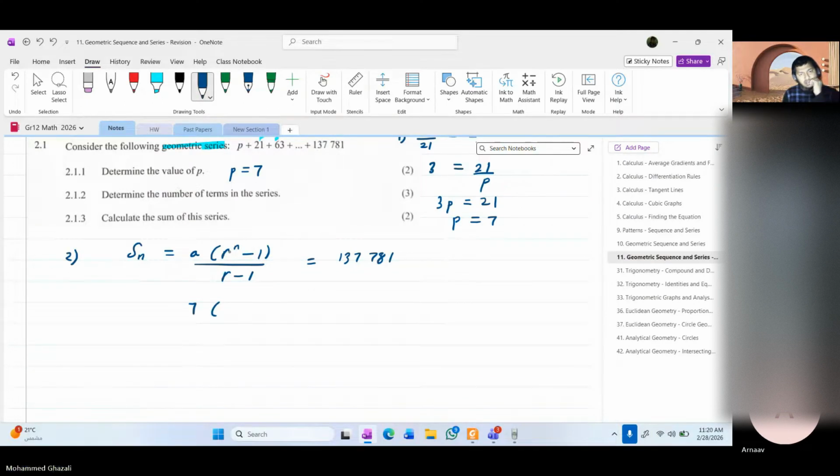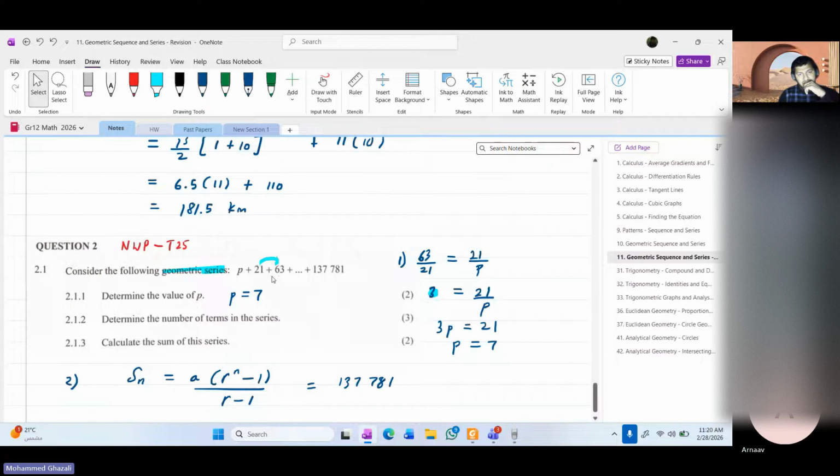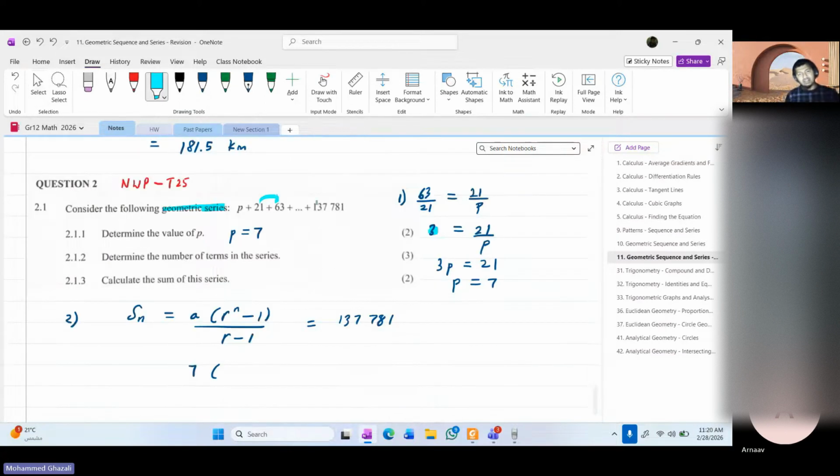R, the common ratio is 3. Remember what we said? Common ratio is 3. It's here, which is 63 divided by 21 or 21 divided by 7. Common ratio is 3, and you can see this sequence of numbers is diverging. So 3 to the power n minus 1 divided by 3 minus 1 is equal to 137,781.